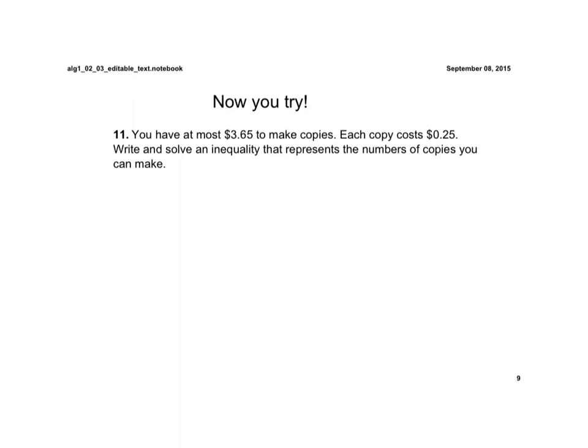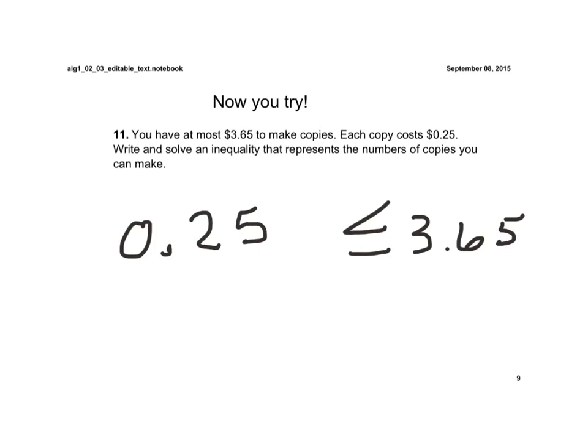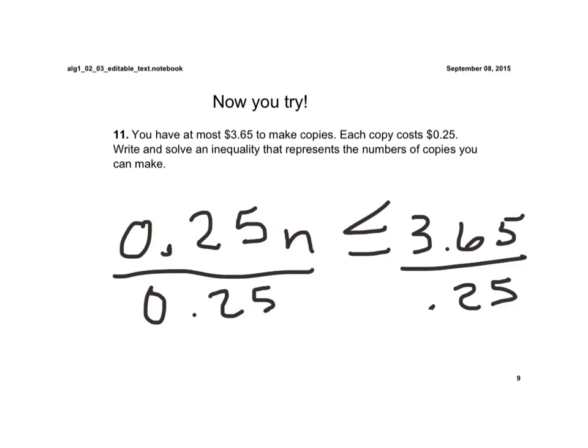Alright, welcome back. Here it says you have at most, so remember at most is less than or equal to $3.65 to make copies. Each copy costs 25 cents. And we want to know how many copies we can do for $3.65. So now I divide both sides by 0.25, which by the way is a quarter. Again, there's no negatives involved, so I don't have to reverse the sign.